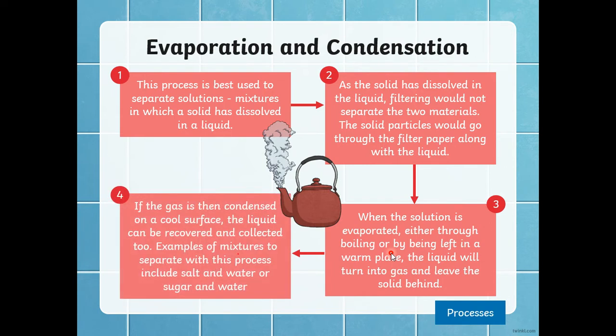Okay, now when you allow the liquid to turn into gas, you want to find a way to trap that, to get it back again. So once we get that gas, we condense it, which means we put it in a cool place so that it turns back into liquid. If the gas is condensed on a cool surface, the liquid will be recovered and collected too. Examples of mixtures to separate with this process are salt and water or sugar and water. So if we have salt and water or sugar and water, evaporation and condensation is the way to go. And so that's very important.